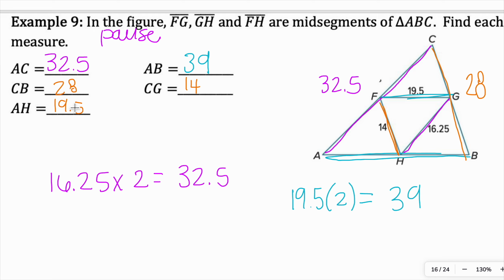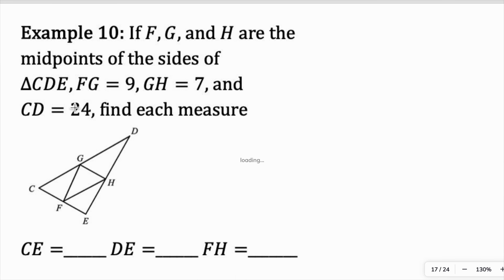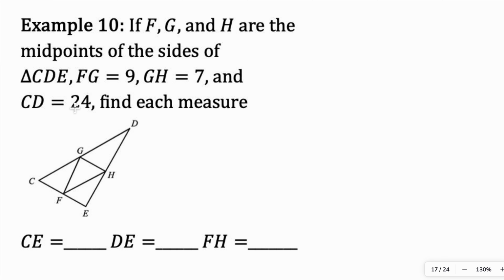Okay. Last two examples. Example 10. F, G, and H are all midpoints of the sides of triangle CDE. We have FG is equal to 9, GH is 7, and CD is 24. Find each measure. Let's pause the video, try it on your own. When you're done, click play so we can check it.